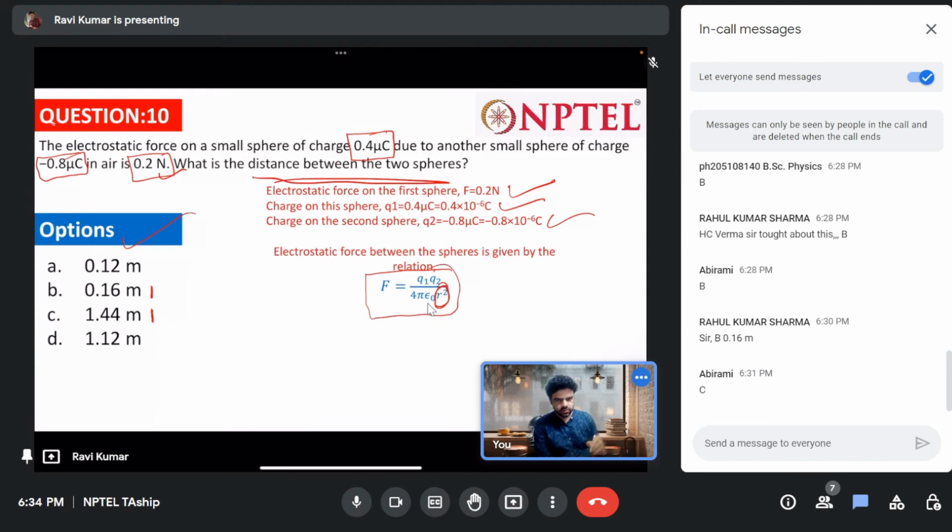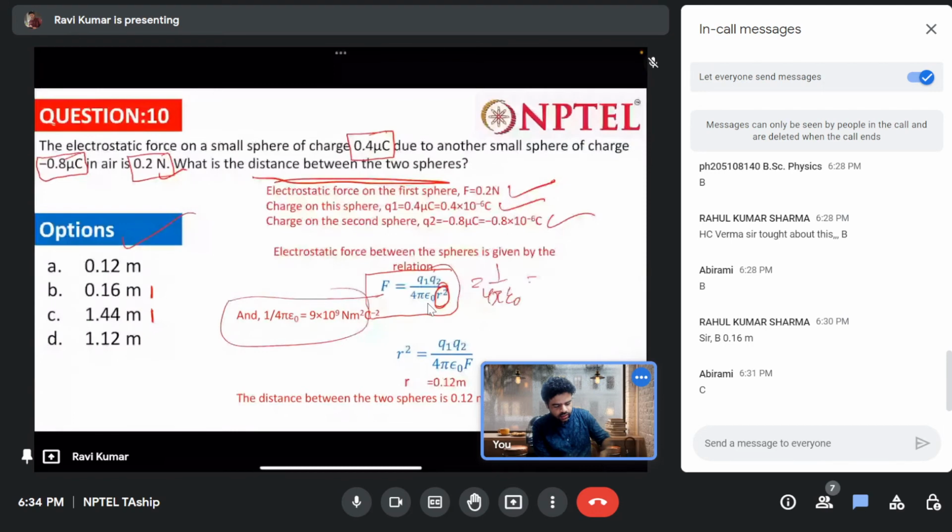Okay, I will just show you the calculation. So this 1 upon 4 pi epsilon equals 9 into 10 to the power 9 newton per meter square per coulomb square. So if you rearrange it and put it here, just write 0.4 into 10 to the power minus 6 into 0.8 into 10 to the power minus 6 into 9 into 10 to the power 9 divided by 0.2.